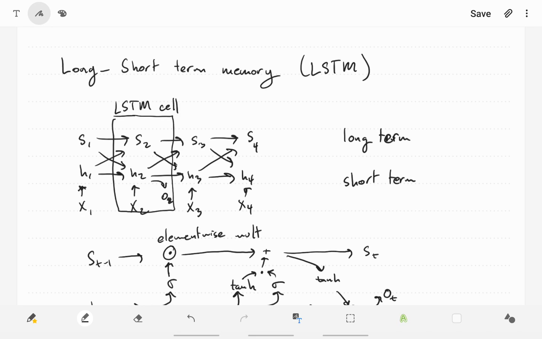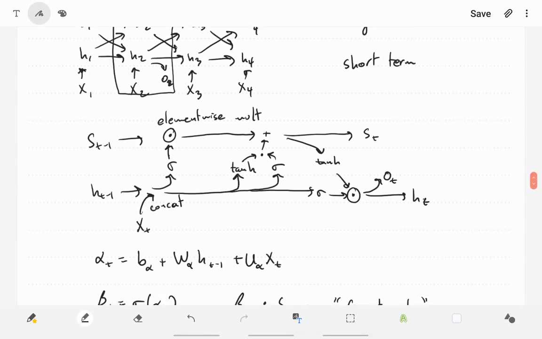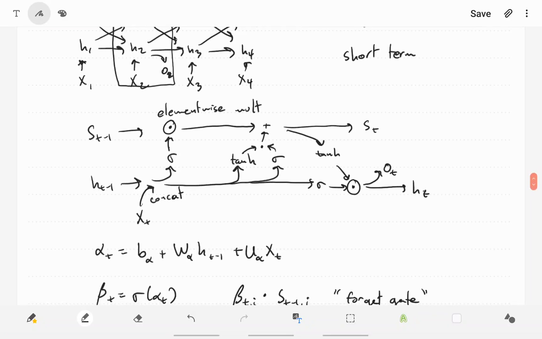So how is this structure created so that S corresponds to long-term memory and H corresponds to short-term memory? The first thing that we do is we combine them by concatenating. We have H sub t minus 1 as input for the LSTM cell. Another input is X sub t, and those get concatenated together so that when we form linear functions of this concatenation, that's just the sum of linear functions of the individual components.